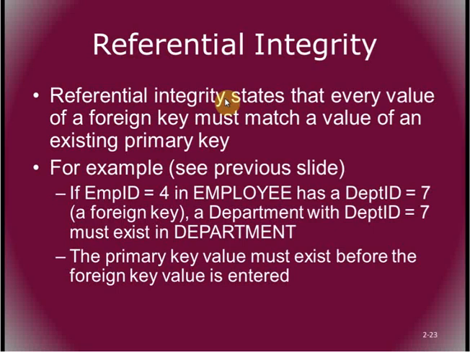And a concept in relational databases we use to deal with that is known as referential integrity. Basically it states that every value of a foreign key must match a value of an existing primary key. So here's their example from the previous slide. If you have employee ID equals 4 in employee, and has a department ID equals 7, a foreign key, then there has to be a department out there with a department ID of 7. Otherwise the relationship can't exist.